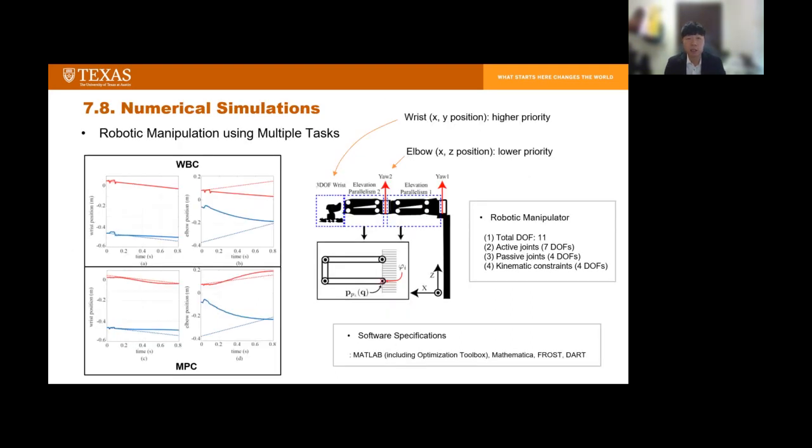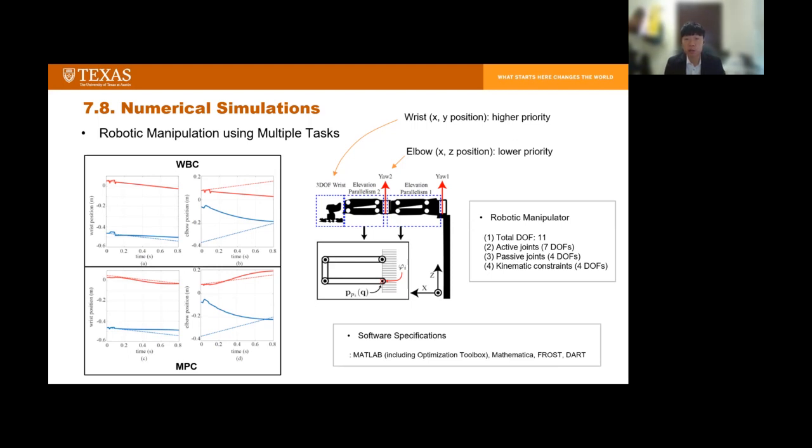We verify the proposed approach using numerical simulations using a manipulator Scorpio. In this simulation, we define two hierarchical tasks. The higher prioritized task is to control X, Y wrist position. And the other task is to control Y and Z elbow position. The existing whole body control approach minimizes the higher prioritized task first and handles the lower prioritized task, as shown in the figures in the first row.